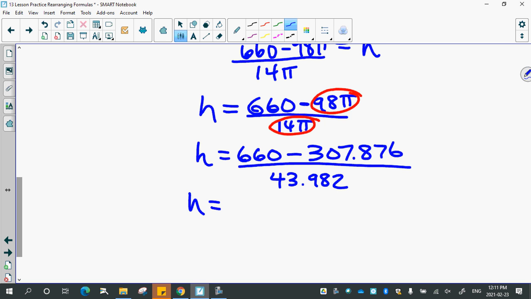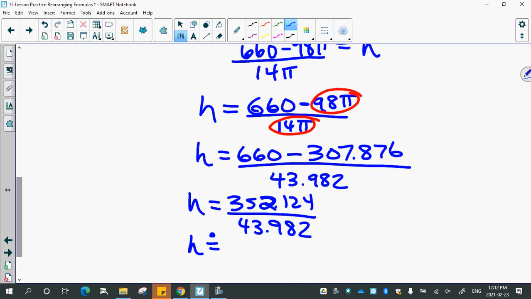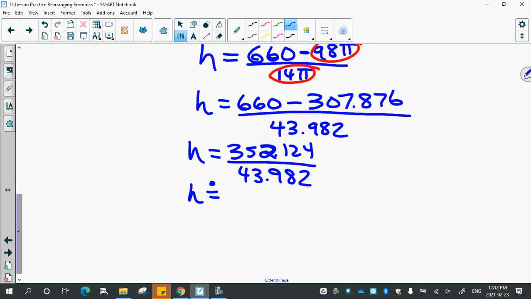And then a fraction bar question. You want to make the top as simple as you can and the bottom as simple as you can and then divide, right? So I can subtract those. 660 minus 307.876 is 352.124 over 43.982. And then when we divide those, that's going to be our height. But it's a rounded number, so I have the dot above the equal sign to show that it's approximate.